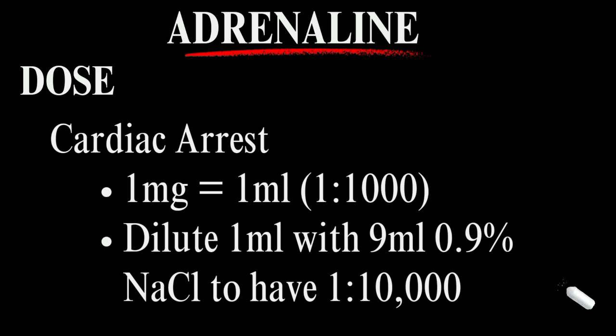So it comes in 1 milligram per mil. Okay, so for CPR, we are usually given 1 milligram every 3 to 5 minutes. The recommended concentration is 1 in 10,000. In order for us to get that, we are going to dilute the 1 mil in 9 mils of normal saline.